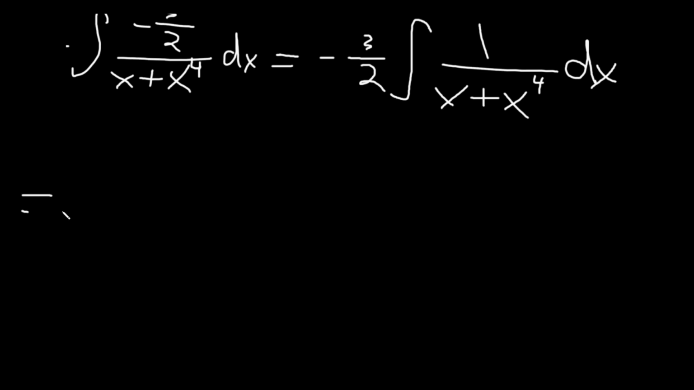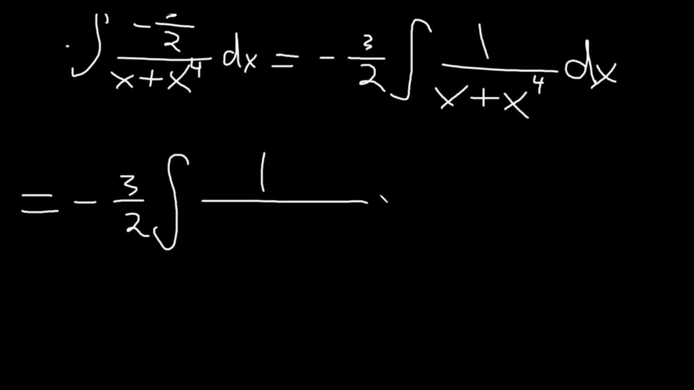So here we have negative 3/2 times the integral of 1 over. Now for the denominator, I'm going to factor out x to the 4th power. So we get x to the negative 3rd plus 1. And you'll see if you distribute this, that we get the original expression back. And don't forget your dx.